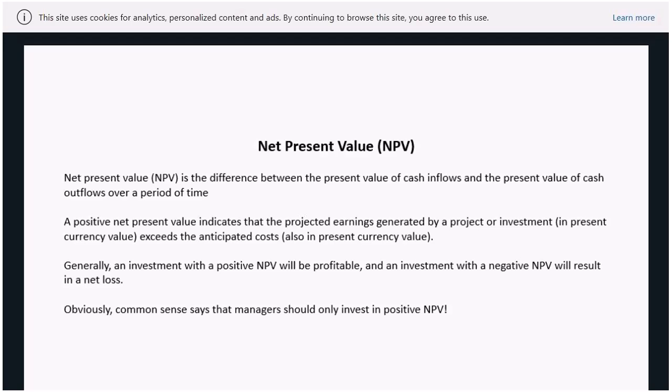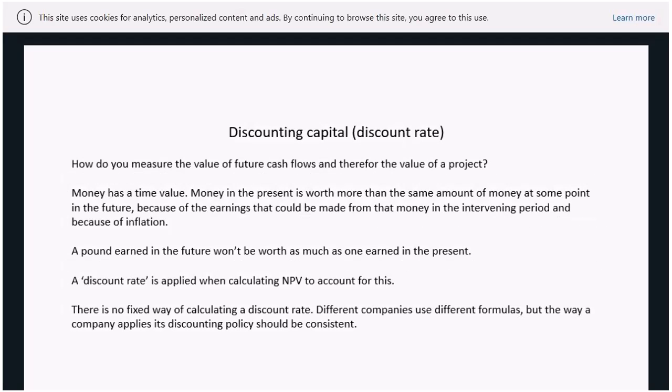The rest of us in a small business would just call it a project and we'd work out whether it was going to make money or not. Yeah. So that was that one. And then we got the discounting capital. Now, that's a little bit more. Did you get the concept of that?